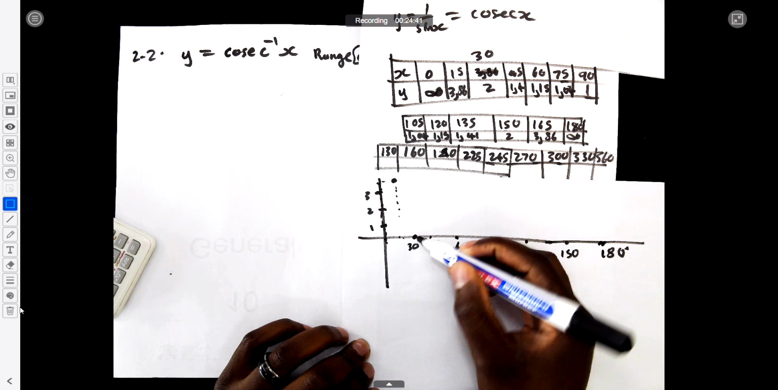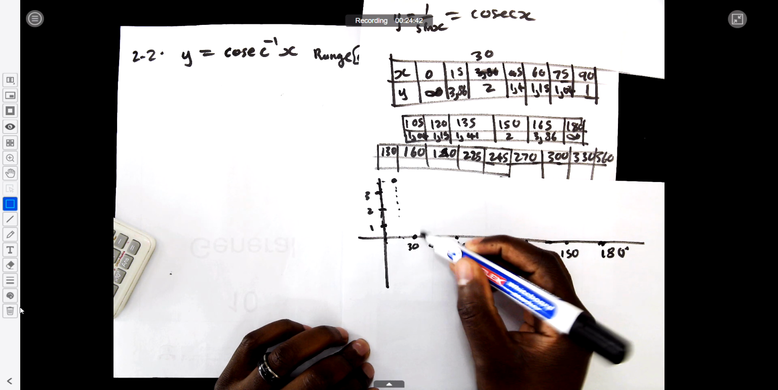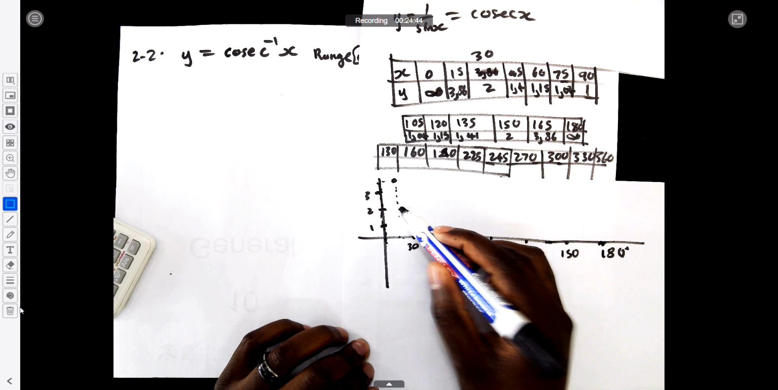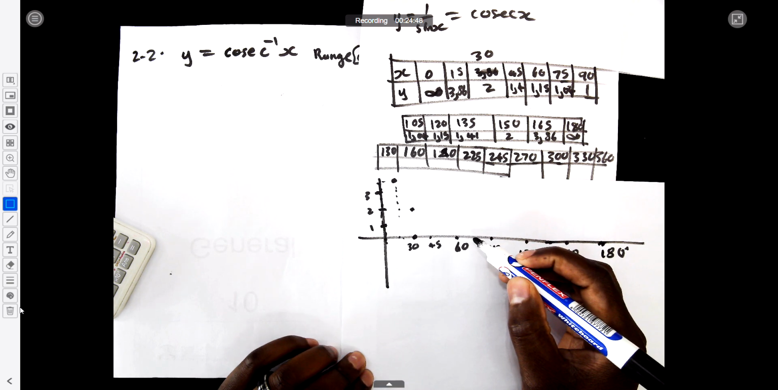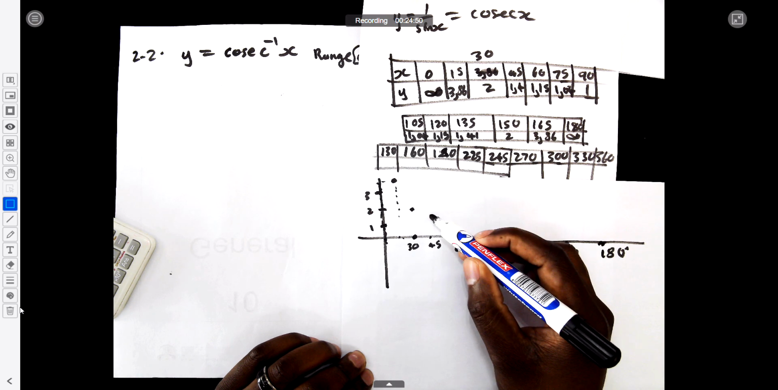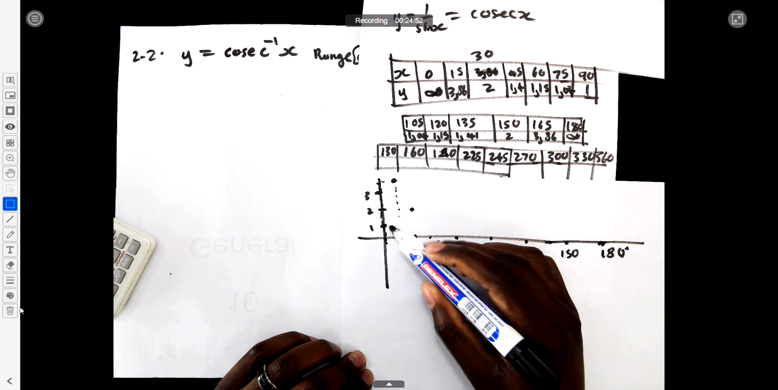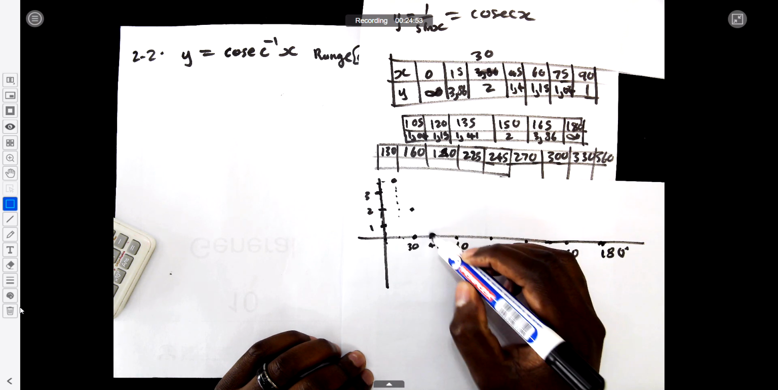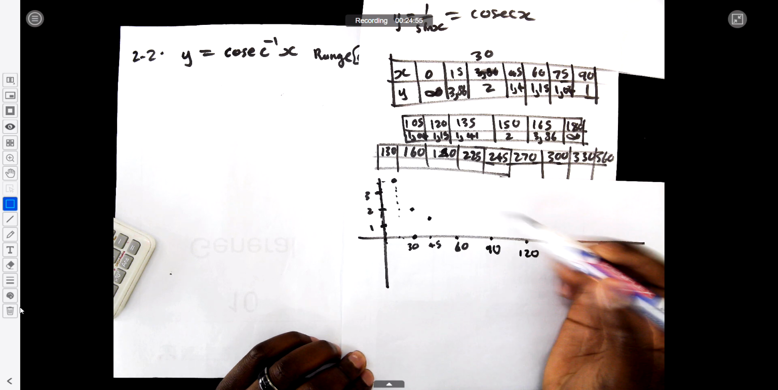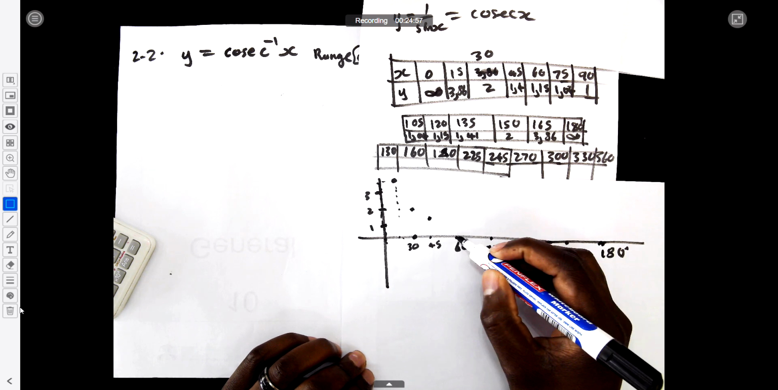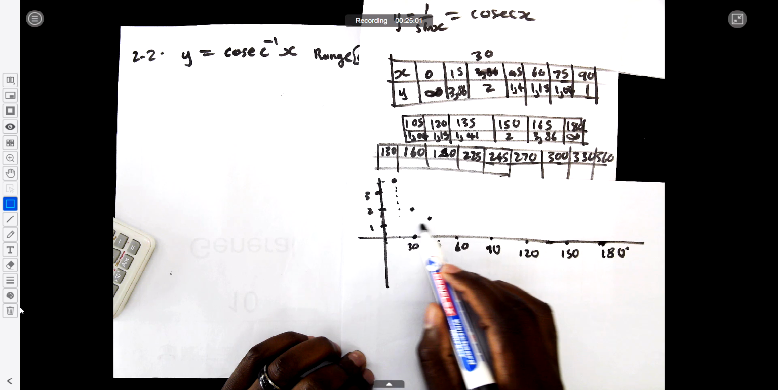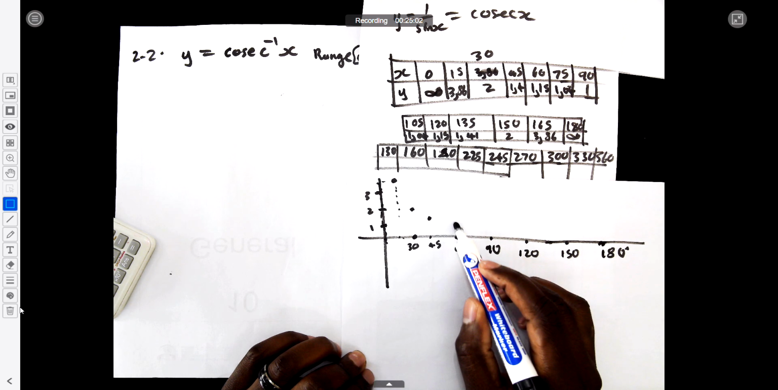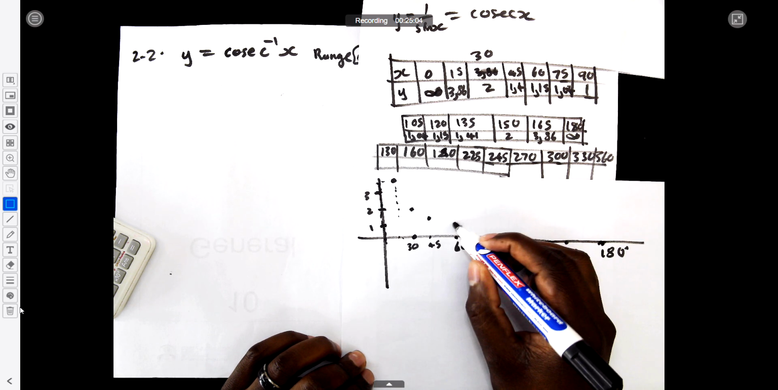And then at 30, what do we have? We have 2. We have a point there. And at 45, it's 1.4, right? I'll zoom in somewhere there. Halfway, so 1.4. Now at 60, it's 1.15, right? So it's approximately 1, but 1.15, somewhere there.